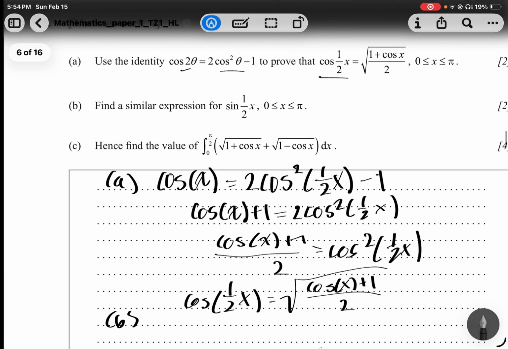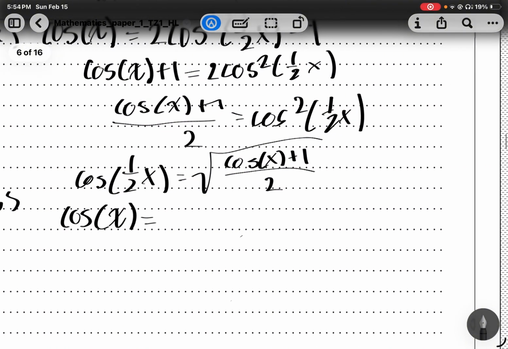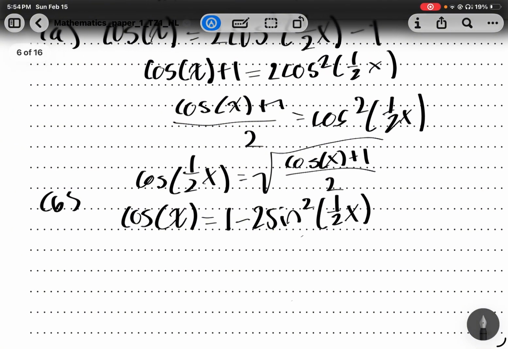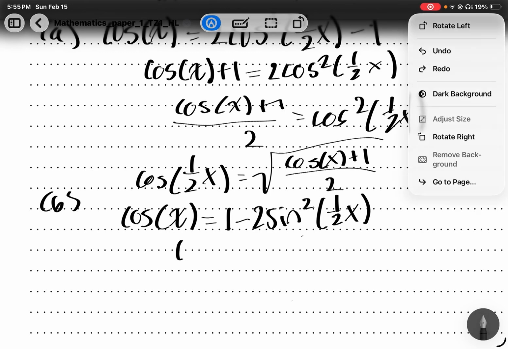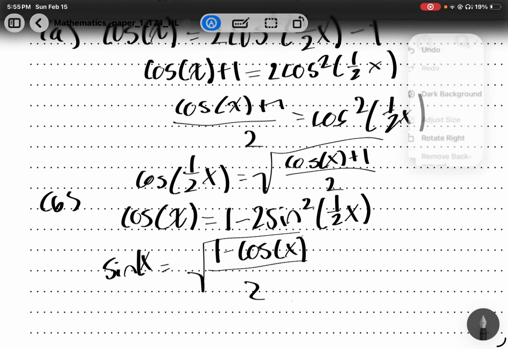And for part B, we have to do a very similar thing, but we have to use the identity that cosine of x equals 1 minus 2 sine squared of 1/2 x. Now we just have to solve for sine of 1/2 x. So that gives us the square root of 1 minus cosine of x over 2 equals sine of 1/2 x.